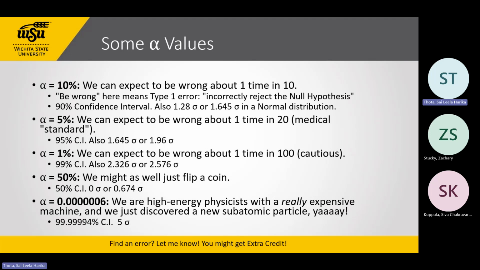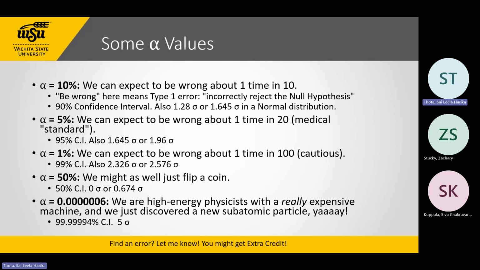Okay, so coming to some alpha values, in previous slides we discussed significance level, which is denoted by alpha. So let us discuss some alpha values. If alpha equals 10%, we can expect to be wrong about one time in 10. For example, if you toss a coin 10 times, there is a chance you can be wrong only one time. Being wrong here means type 1 error, so incorrectly rejecting the null hypothesis. At alpha equal to 10%, we have a 90% confidence interval, and the sigma values are 1.28 and 1.645.